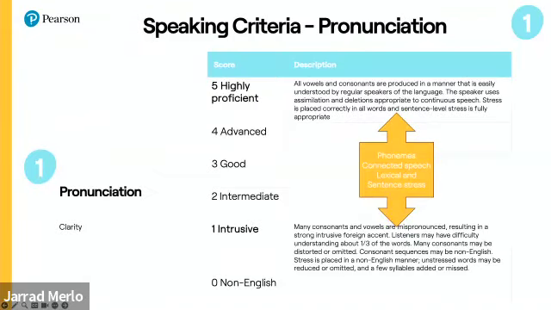If we take a look at pronunciation, for example, and we look at a highly proficient speaker who gets a score of 5 versus somebody who gets a score of 1, there are significant differences. And what pronunciation is, according to PTE Academic, is actually, what's the word?